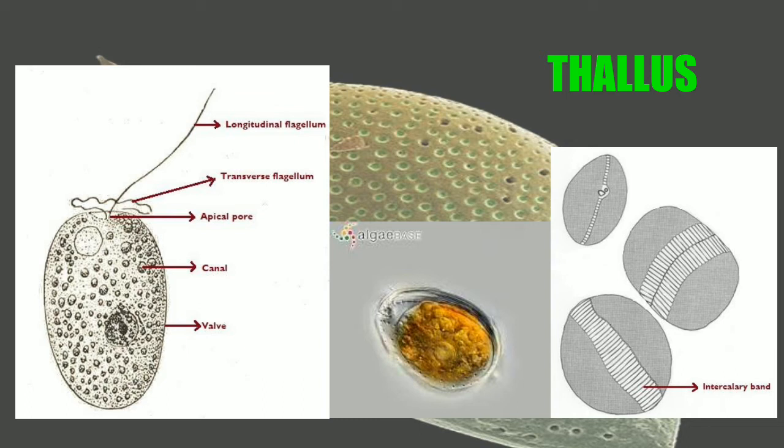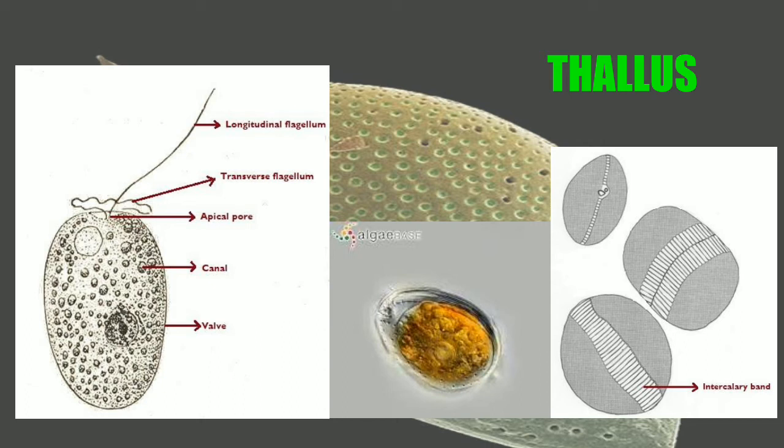The organism has two flagella which are inserted apically. Out of the two flagella, only one is extending outside, which we call the longitudinal flagellum, whereas the other flagellum, which is transverse in nature, is circling or surrounding the base of the longitudinal flagellum. This kind of flagellar arrangement is called the desmocont arrangement.